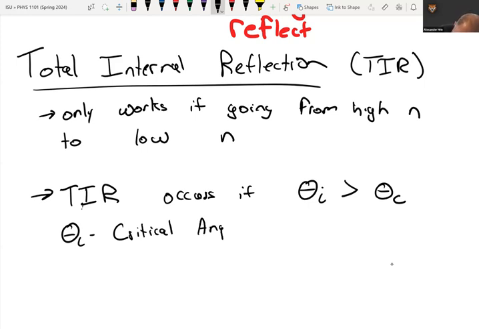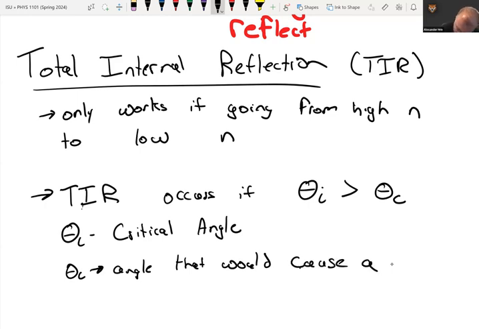The way you can think about the critical angle is that this is the angle that would cause a refracted angle of 90 degrees. The maximum angle that this thing could be refracted at would be 90 degrees away from the normal, which would be parallel to the surface. So if you had that refracted angle, your light is just going parallel to the surface once it leaves. It's right on the cusp of being able to leave and go its own way, and right on the cusp of having to bounce back.